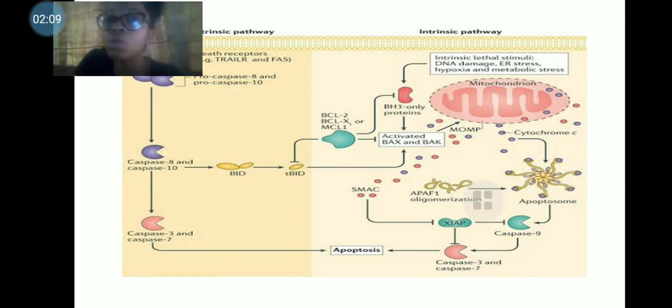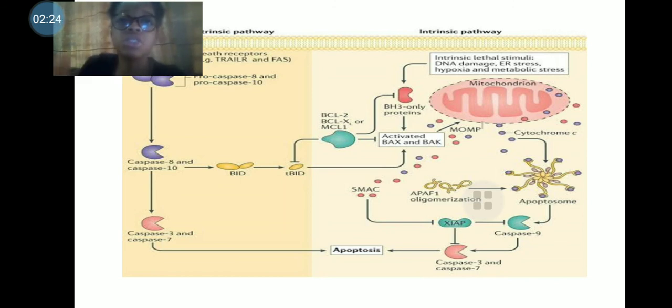cytochrome C and other effector molecules. When they enter the cytoplasm, they lead to the activation of caspase 9, the initiator caspase, and the executioner caspases, which will finally lead to the removal of the cell, that is, apoptosis.